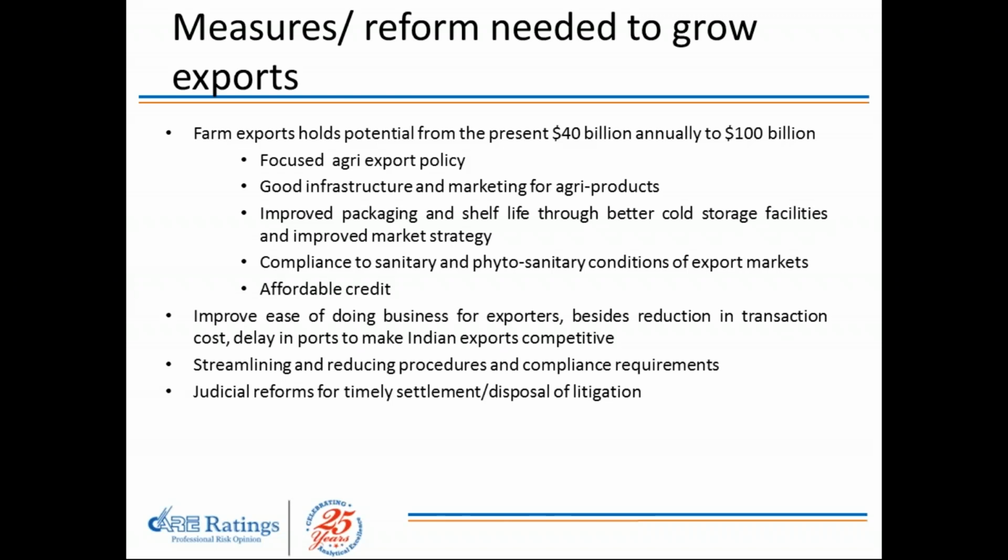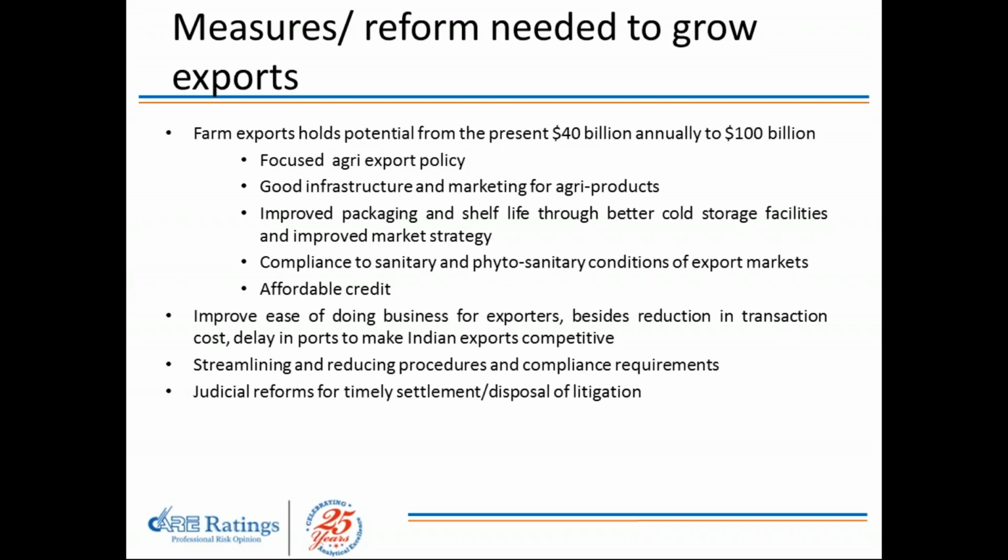In other required measures, the ease of doing business for exporters needs to improve, besides reduction in transaction costs and delay in ports to make Indian exports competitive. There should be streamlining and reduction in procedures and compliance requirements. Customs procedures should be common in all ports, and there should be round-the-clock clearance of exports and imports.